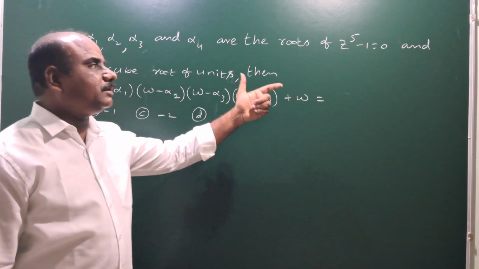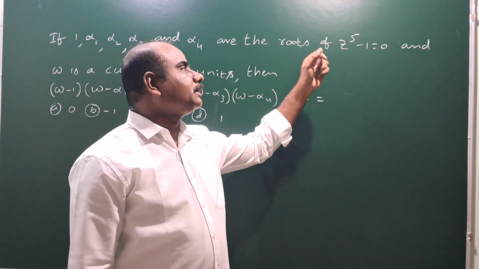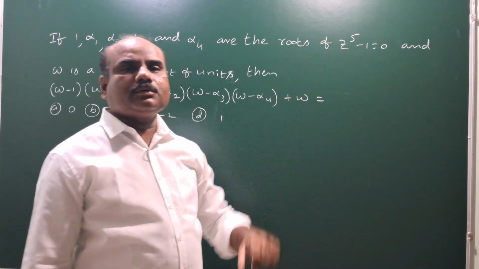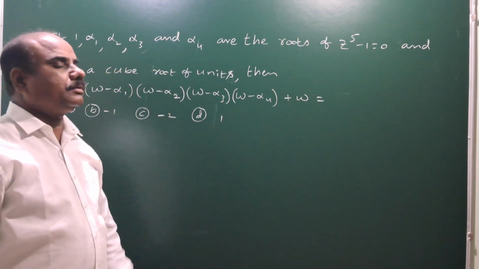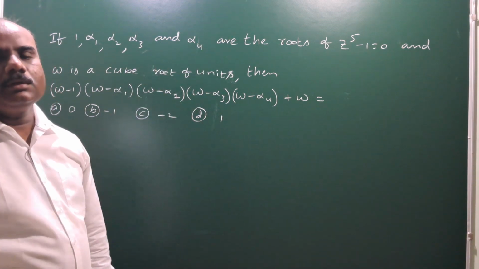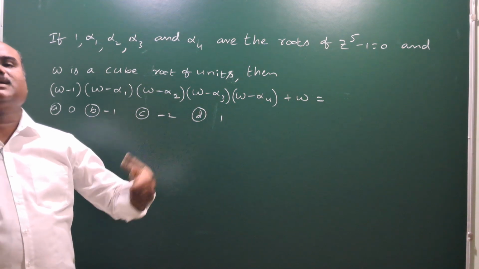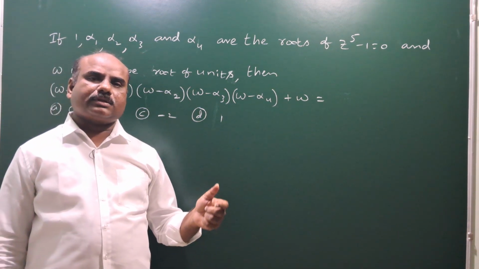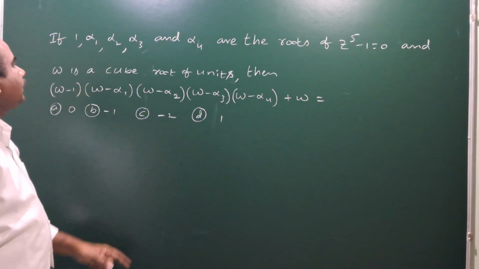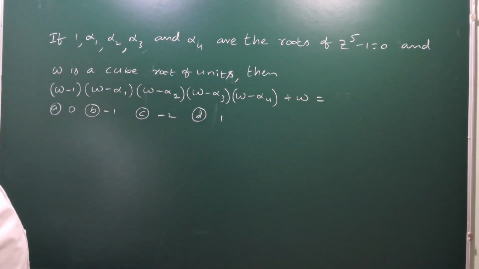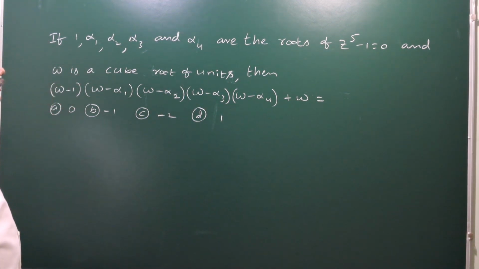Since z^5 - 1 = 0 is a polynomial equation of degree 5, this equation has 5 roots, and those are given as 1, alpha 1, alpha 2, alpha 3, alpha 4. We know that every polynomial equation can be expressed as a product of its factors. So that is the concept. Here these are the roots of z^5 - 1 = 0.